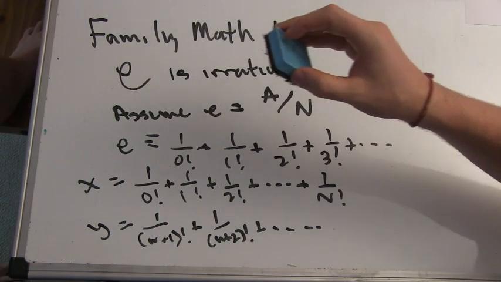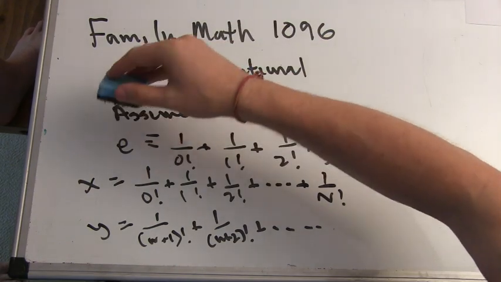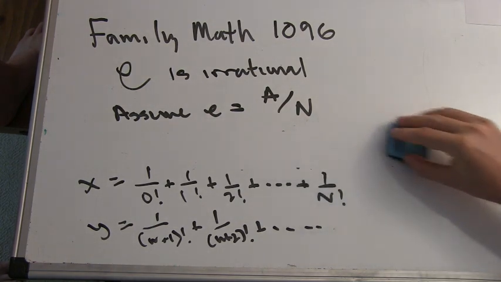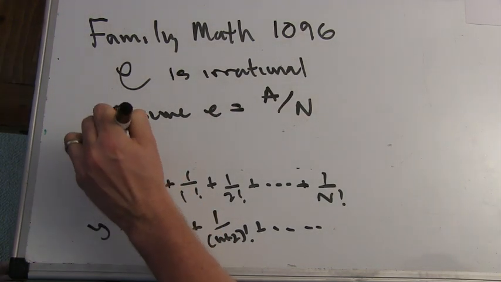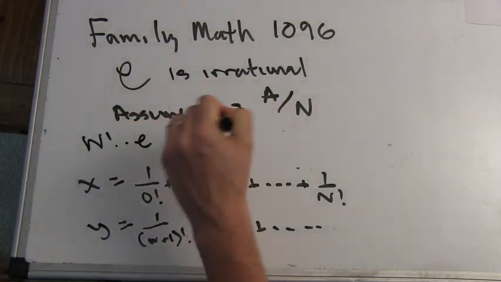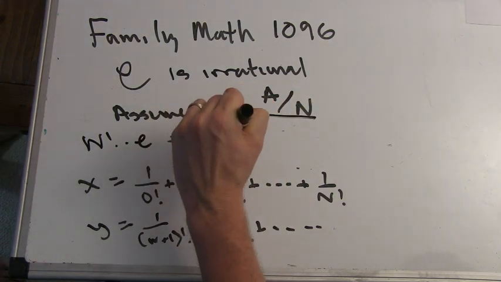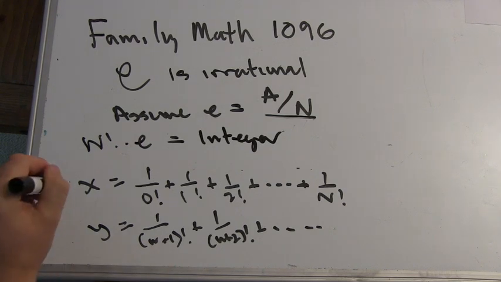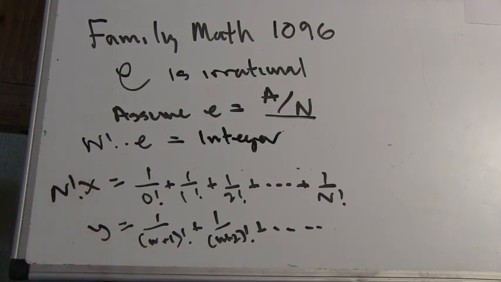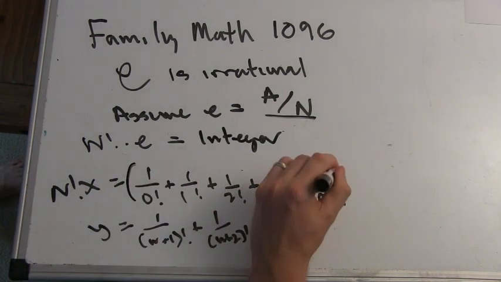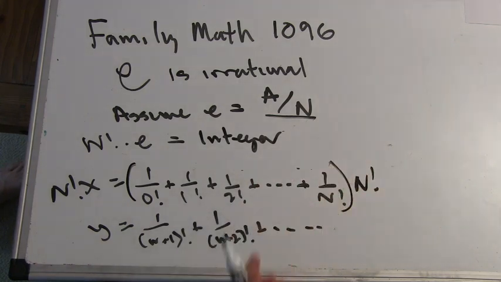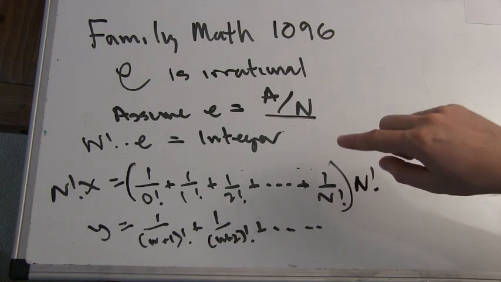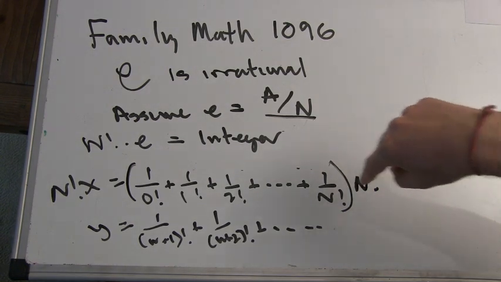Okay, so n factorial times e, by this assumption, is an integer. Now n factorial times x, I'll just rewrite over what I'm doing. Now, you've not seen this before, I don't think, or it's certainly not fresh in your mind. What can you say about n factorial times this sum?